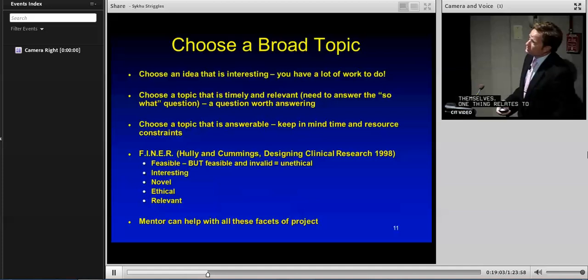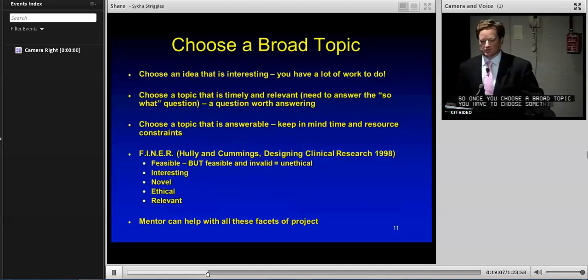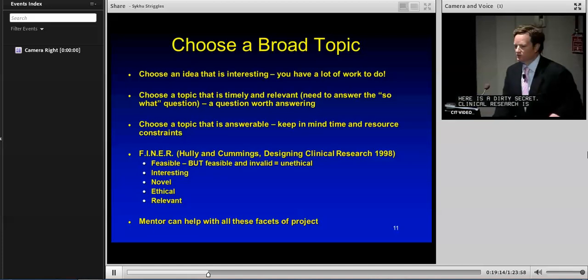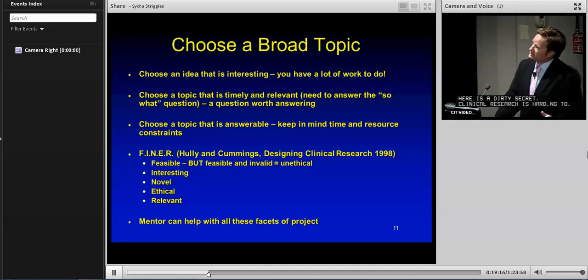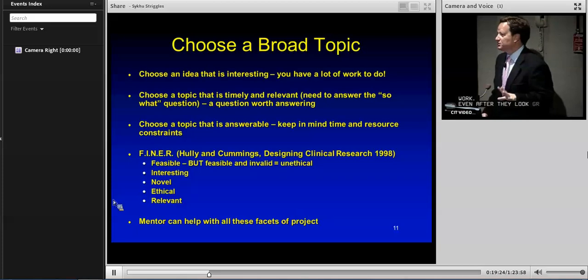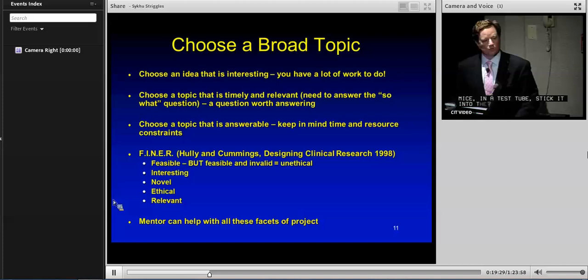So once you're choosing a broad topic, you've got to choose something that's interesting to you. It's a lot of work. And here's the dirty secret. Clinical research is hard. It's a challenging thing to do. When you're evaluating new medical interventions to help people, actually 8 out of 10 things when you stick them in people don't work. Even after they look great in mice, even after they look great in the test tube, you stick it into the complex biological organism that is a human being, and they don't work.